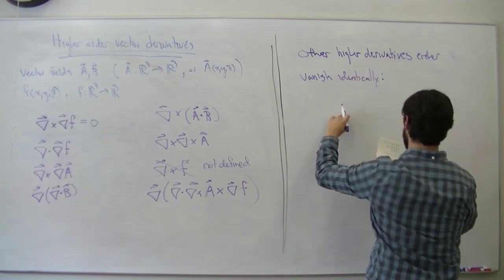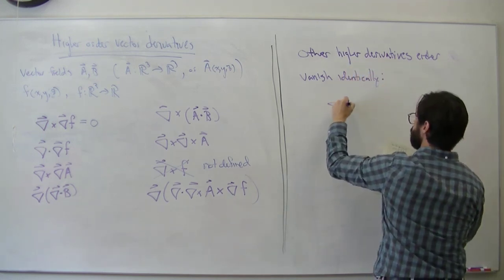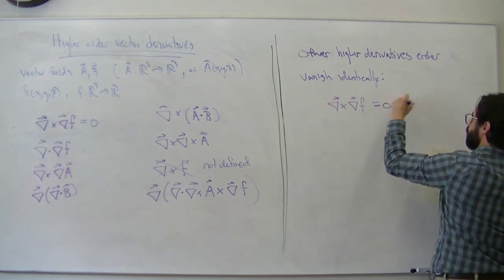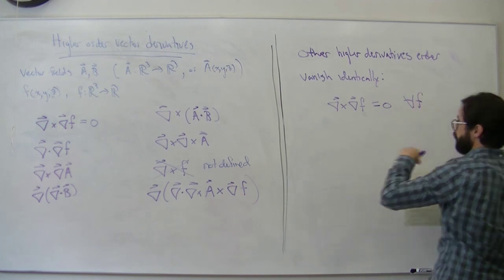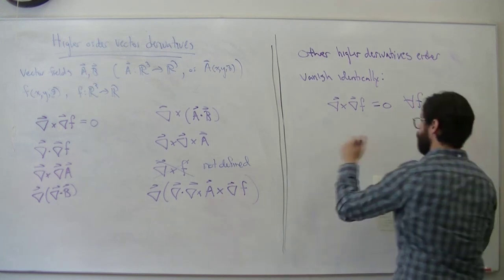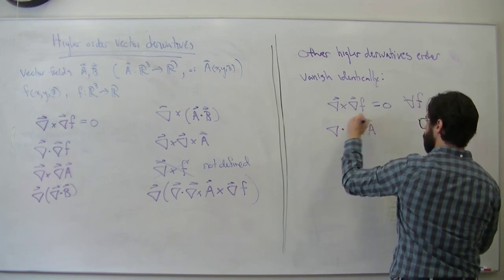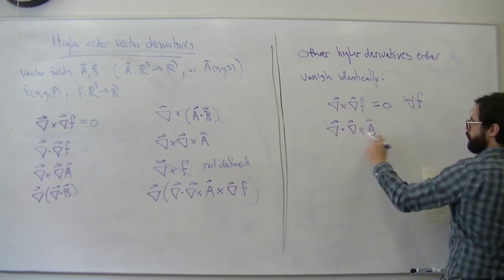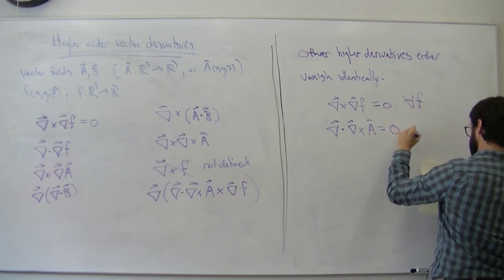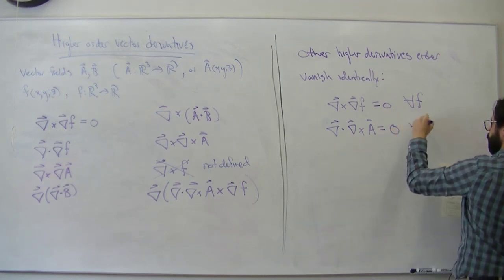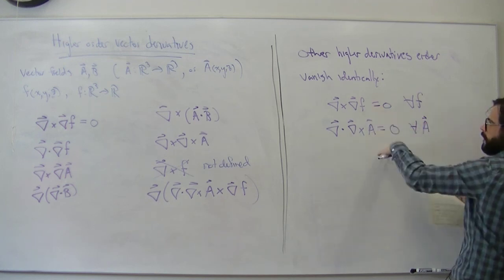So we can have things that vanish identically. So for instance, curl of gradient identically vanishes. This is true for all f. Any scalar function that you can dream up, this is true. And the divergence of a curl is also 0, scalar 0, because that's a divergence, for all vector functions A. So these are vector identities.